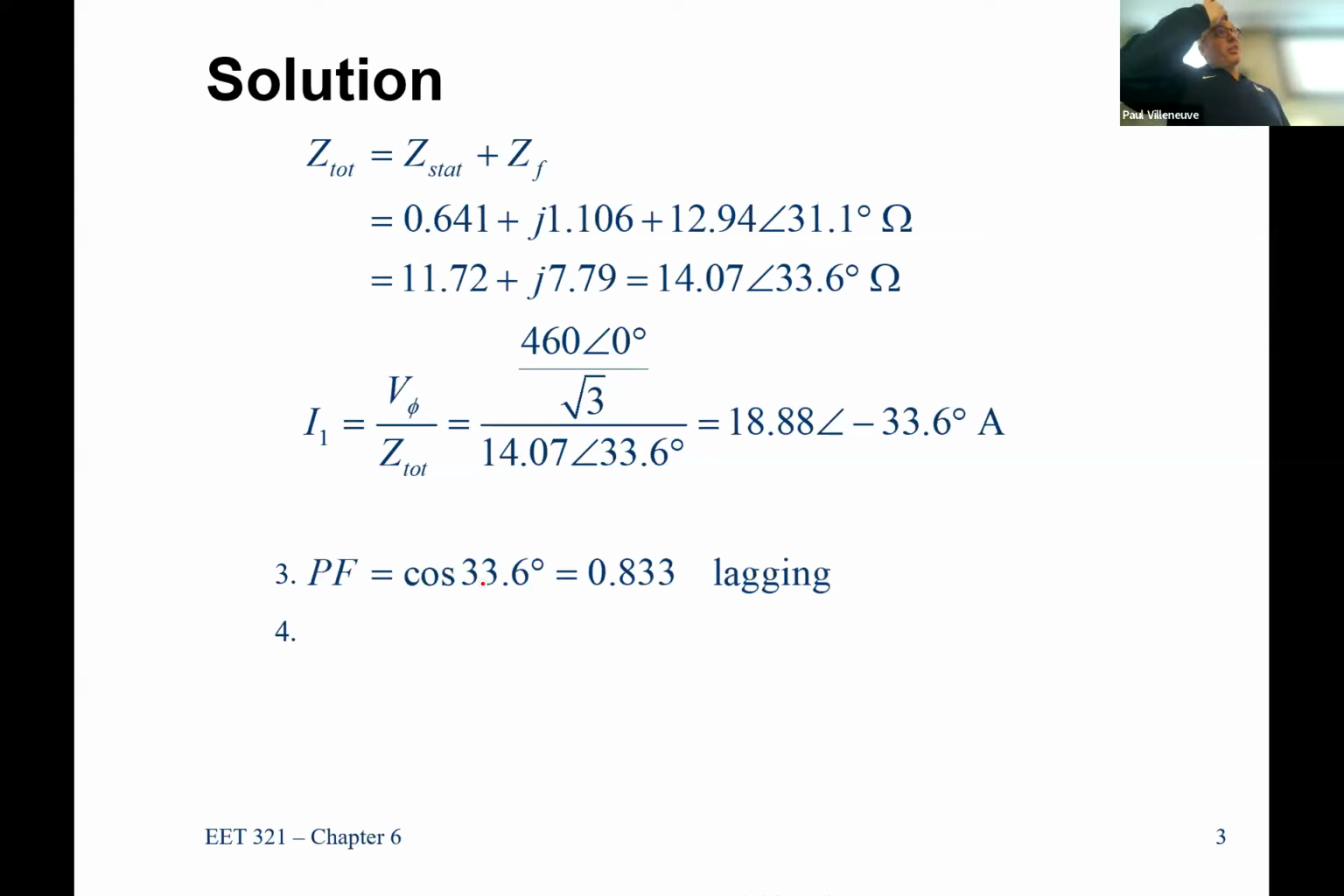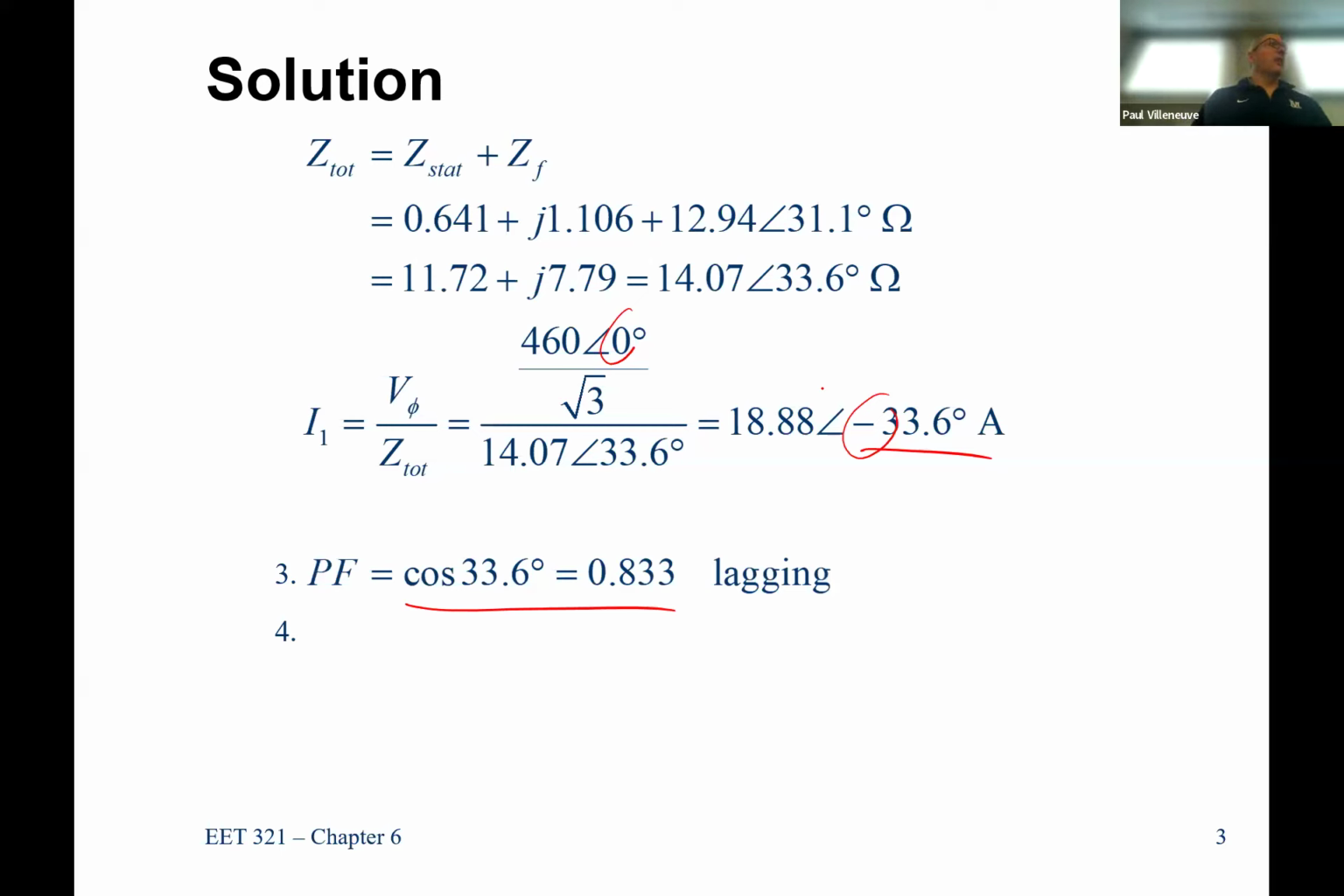Number 12 conductor is only interested in the magnitude of the current, but I also want to know about the power factor. So I need the angle between the voltage and the current to be able to calculate the power factor. So that's the reason why I include it. I have 0.833. Note that it's not negative 0.833, it's a lagging power factor. Why? Because the current lags the voltage. Okay? And that's when I'll calculate my power factor.